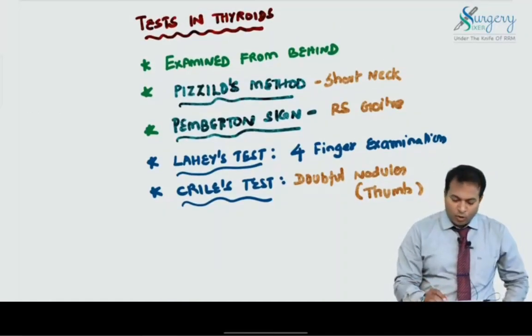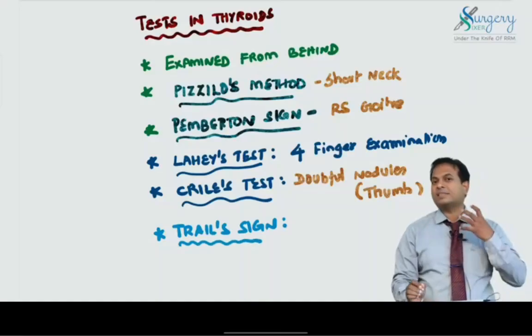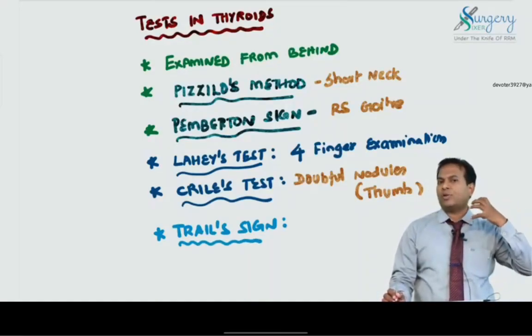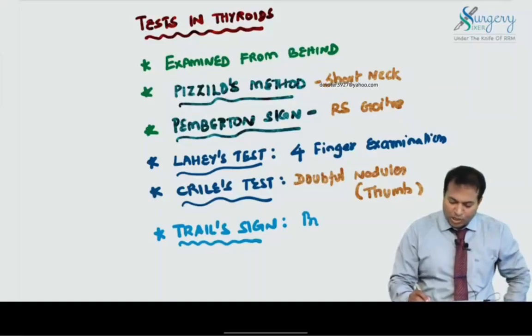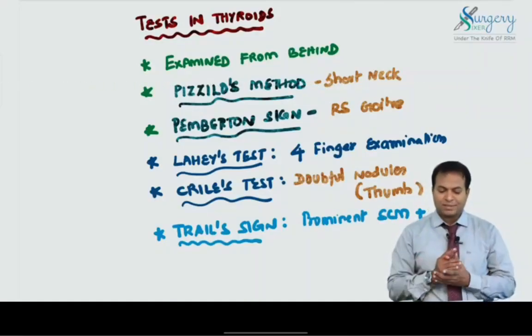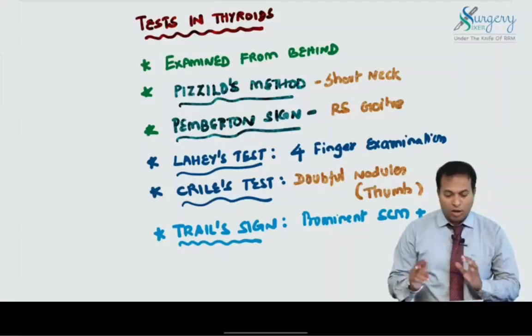What do you mean by Trousseau's sign? In case there is a thyroid swelling pushing the trachea, you can see the opposite side sternocleidomastoid prominent. Prominent sternocleidomastoid muscle on the opposite side is known as Trousseau's sign. So these are the tests done in thyroid swelling. All this you should do.